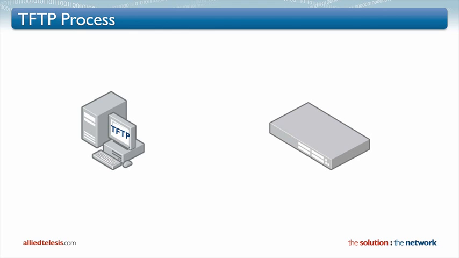But first, let's look at what we're doing. Your computer is running a TFTP program, and it is now a TFTP server. Its job is to host files for other devices to upload or download to. It is commonly used to send software upgrades to switches or routers.